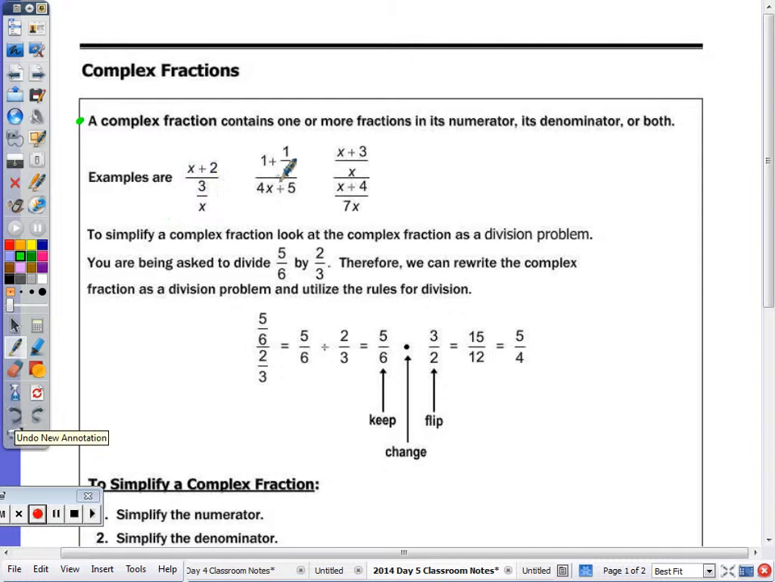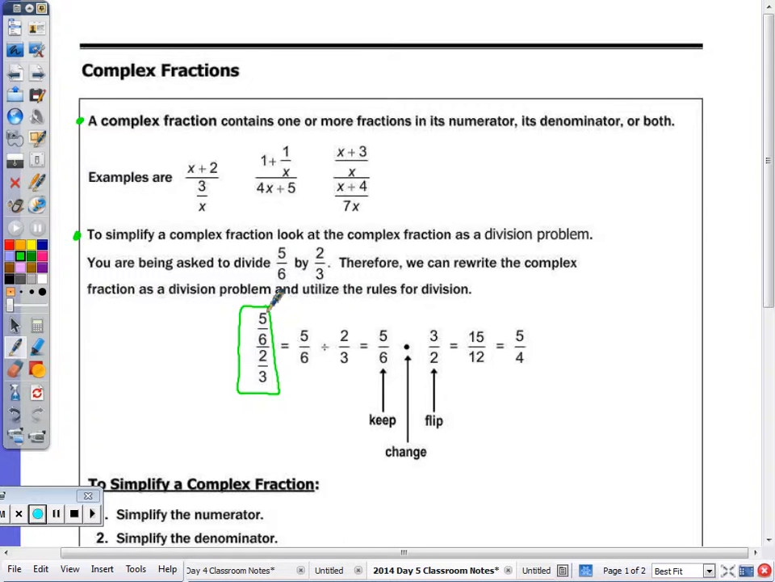In the next one, we have one fraction in the numerator, and then we have two fractions, one in both the numerator and denominator. So to simplify a complex fraction, I want you to look at it as a division problem. So for example, numerically, I want you to divide 5/6 by 2/3.